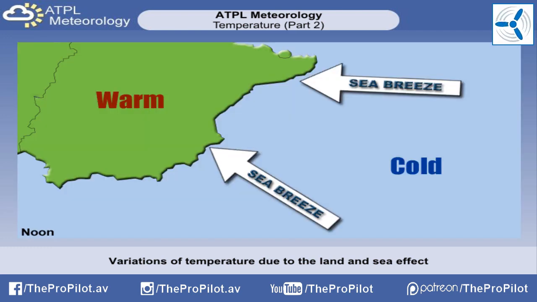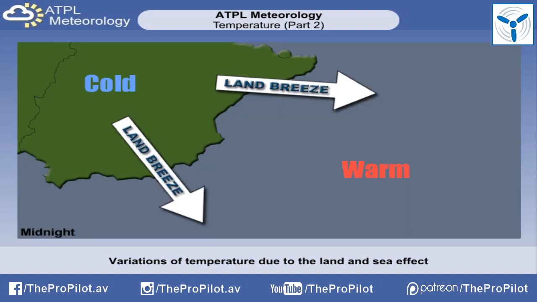This differential of the temperatures over land compared to sea is the cause of such things as sea breezes, where air is coming from the sea to the land, and land breezes, where air is coming from the land to the sea.